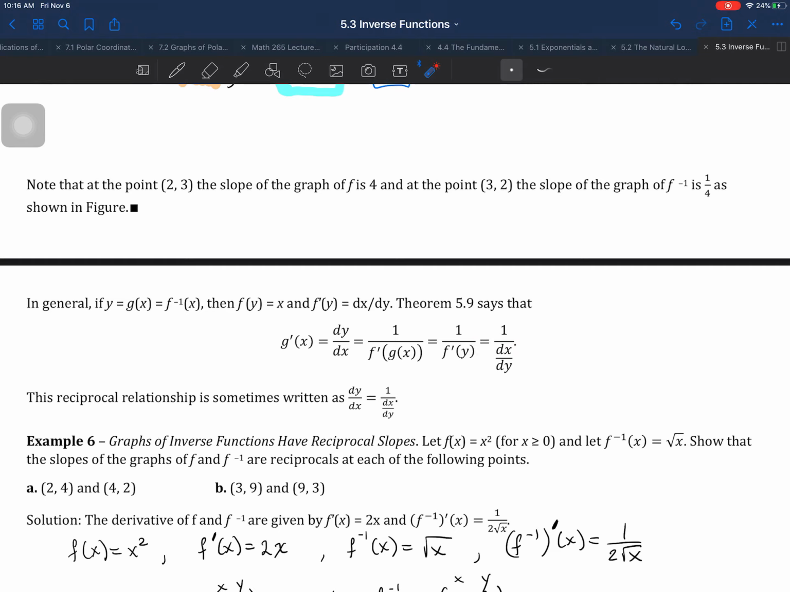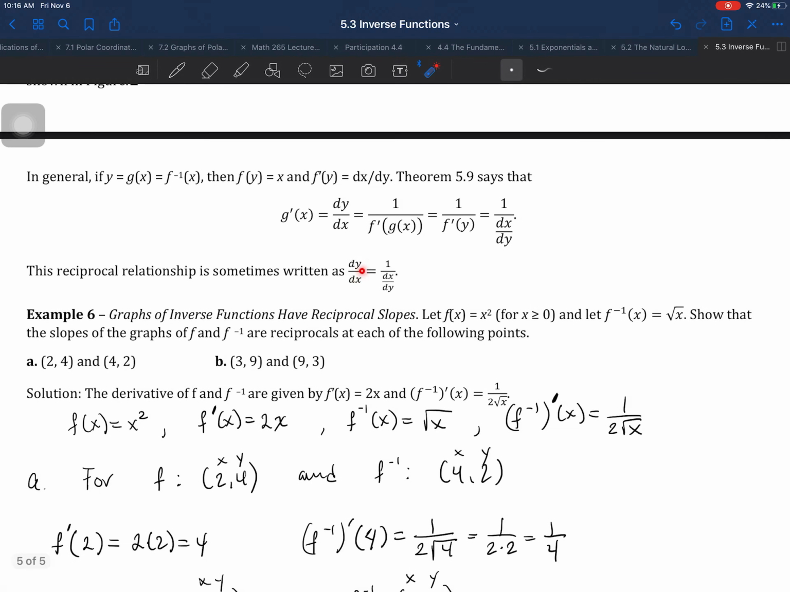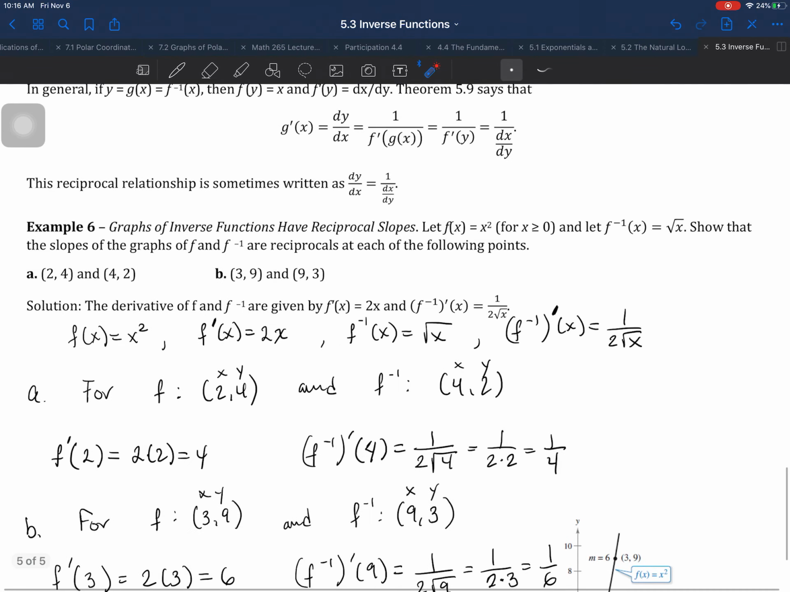So we're saying that there is a relationship between those two. And in fact, it is, right? So we're saying that the derivative of y will equal 1 over the reciprocal of that, right? So we're going to show that in the next examples.